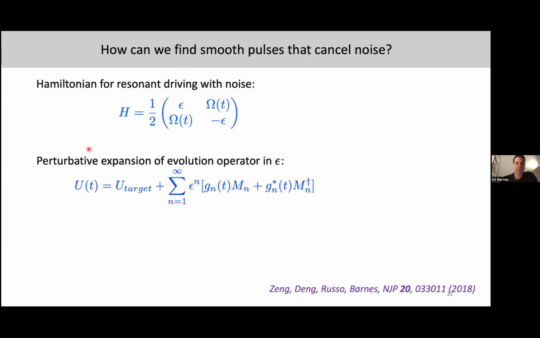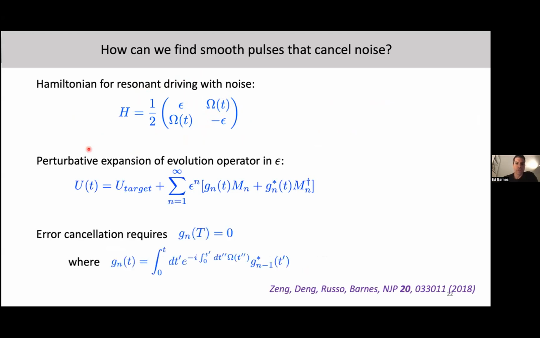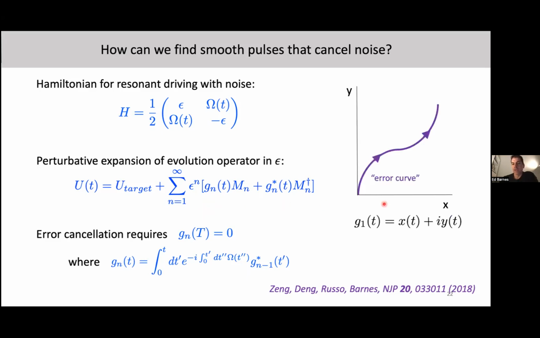And so you can expand out the evolution operator in a perturbation series in the noise parameter and derive some conditions that have to be satisfied such that that noise is canceled. These are the conditions you would solve to derive Hahn spin echo or CPMG or other dynamical decoupling sequences. But the thing that we noticed is that if you focus on the first order term in this expansion, it has some coefficient which we call G1 of t. This is a complex function because it's a solution of the Schrödinger equation, and so you can plot it in the complex plane. So here's G1 of t as time goes on. You start off at 0 because initially there is no error. And then as time progresses, it traces out some path.